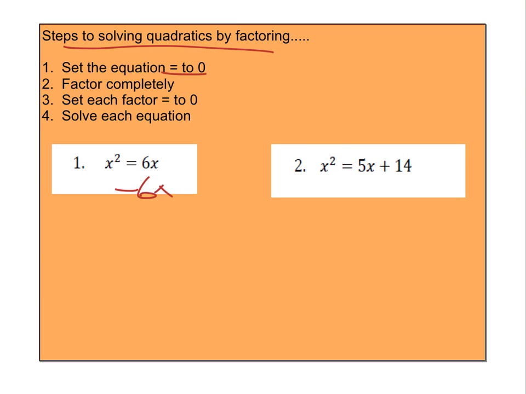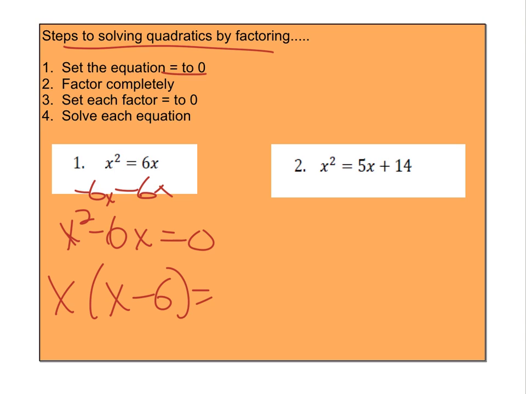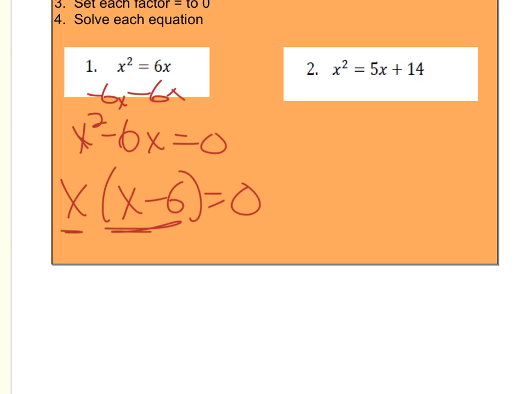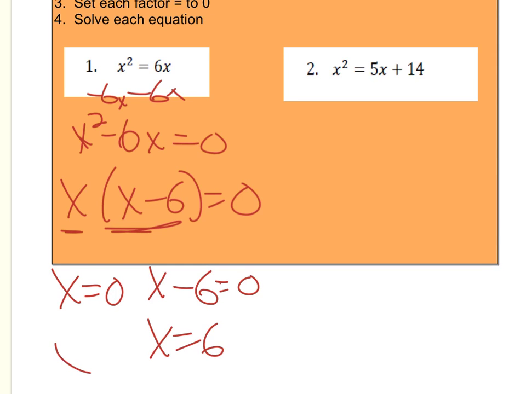So if I look, solving by factoring, I want to figure out how to set it equal to 0. So here I'll subtract 6x over. So I'll be x squared minus 6x equals 0. Factor, which in this case means pull out the GCF, so that's going to be x and x minus 6. And look, this is technically two things set equal to 0. So that means x equals 0 or x minus 6 equals 0. So x equals 6. So my solutions are going to be x equals 0, x equals 6.